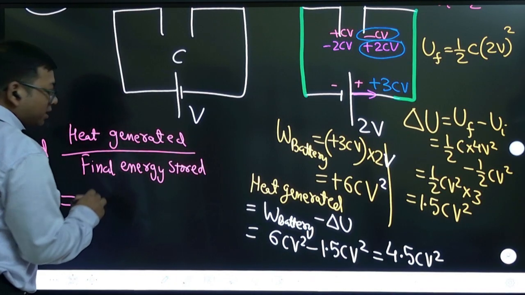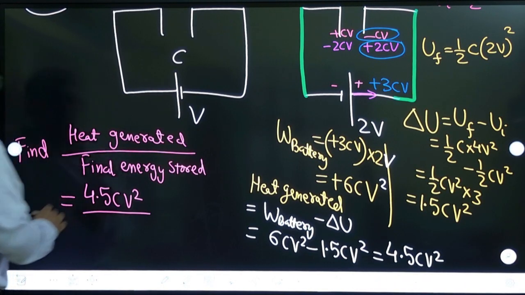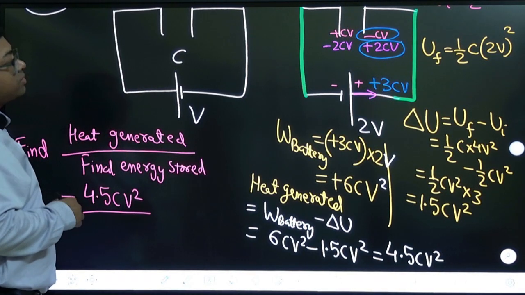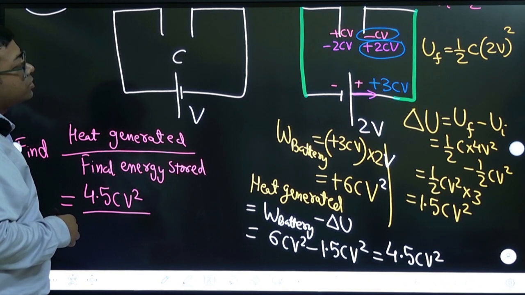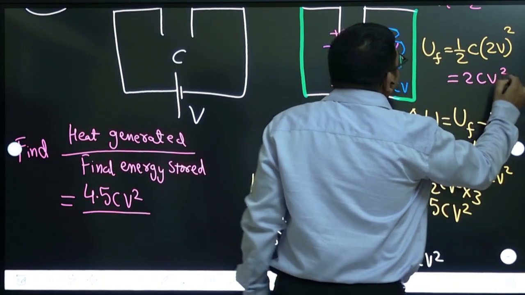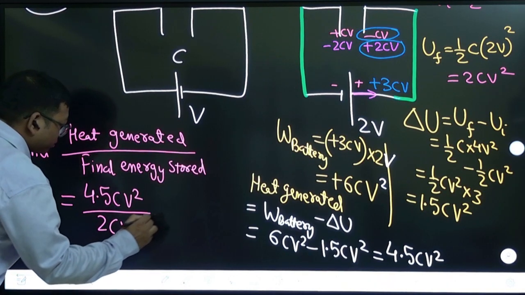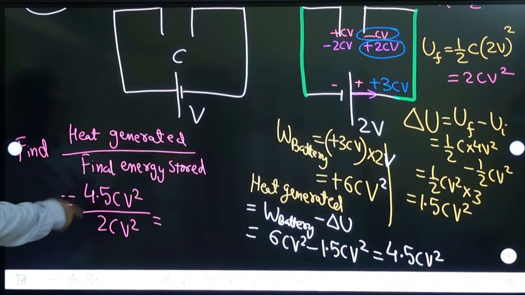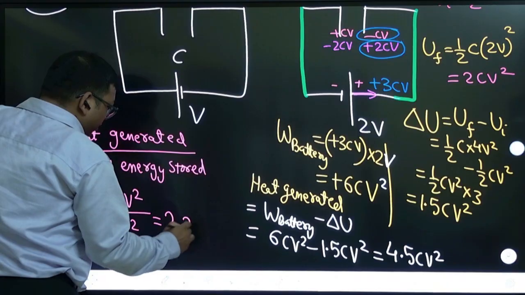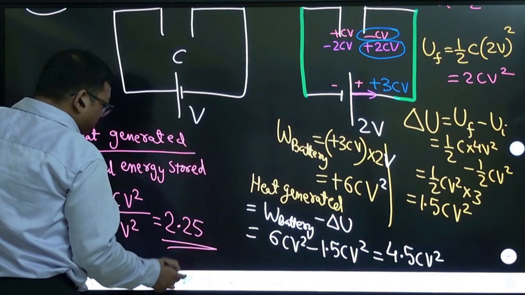Heat generated has become 4.5 CV square divided by final energy, that is one half C into 2V square. So this is nothing but 2 CV square. 4.5 by 2 is how much? 2.25, right? Yes, this is the answer.